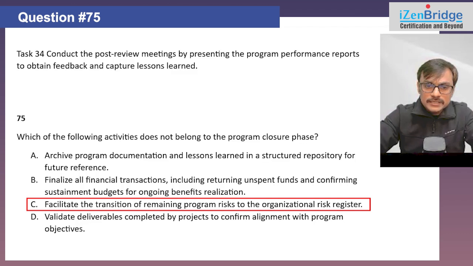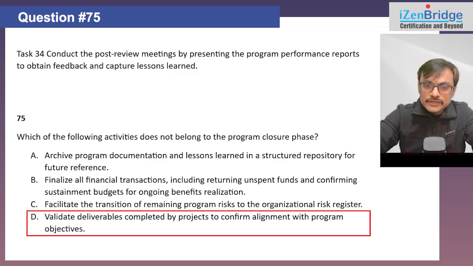Option C, facilitate the transition of remaining program risk to the organization risk register. Some of you may think this is not a part of closure. It is. There is a possibility of a risk on benefit sustainment because the program is closing. We need to do a transitioning of the risk also, into the organization risk register. To me, as of now, all three look good. Let's see, we need to find out the one which does not look good as a closure activity.